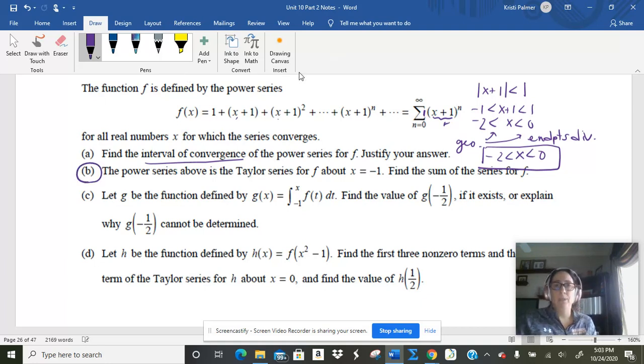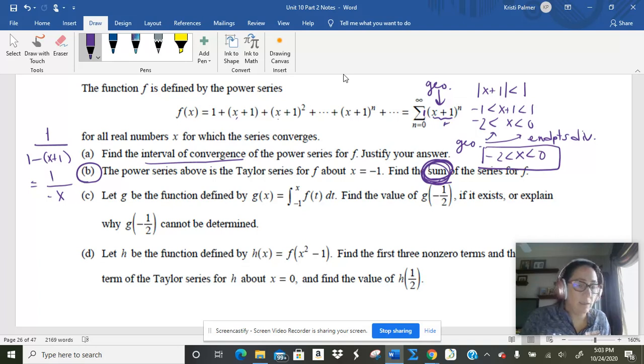Okay, B wants me to find the sum of the series. So when I see the word sum and I know that I am geometric, I know that I want to go ahead and do my a over 1 minus r. So go ahead and do your a over 1 minus r when you see the sum. So that's what the sum is going to be, and I can rewrite that as 1 over negative x. This is what f of x is.